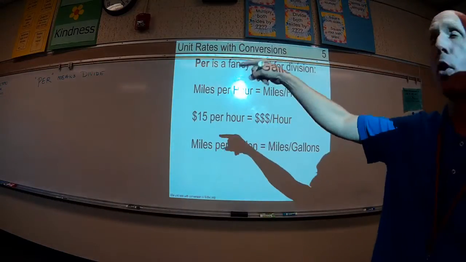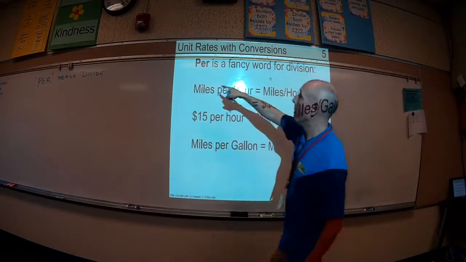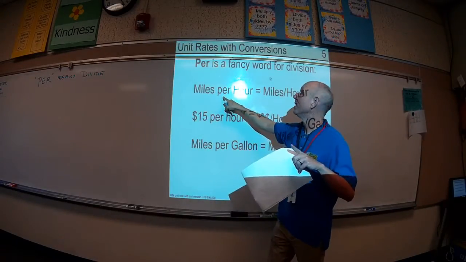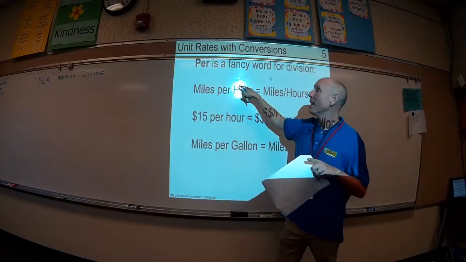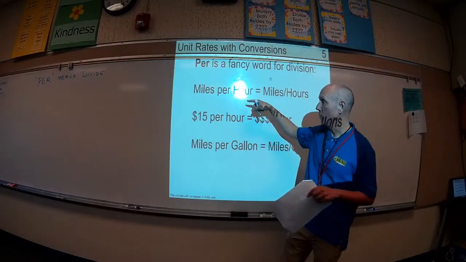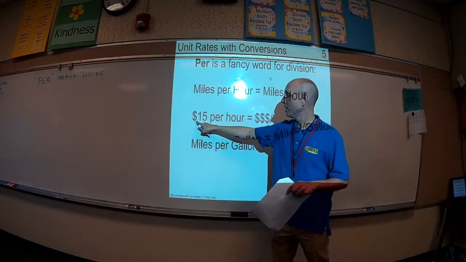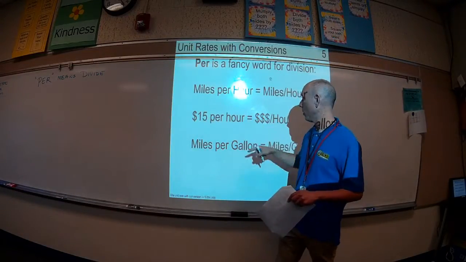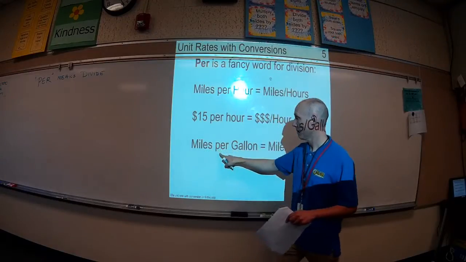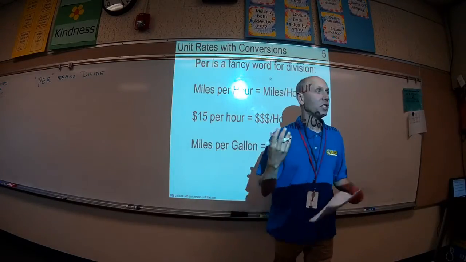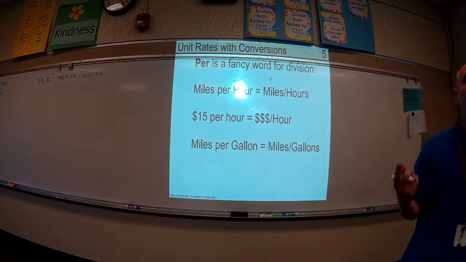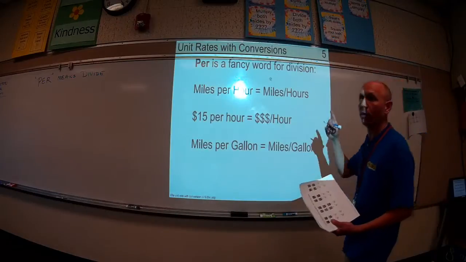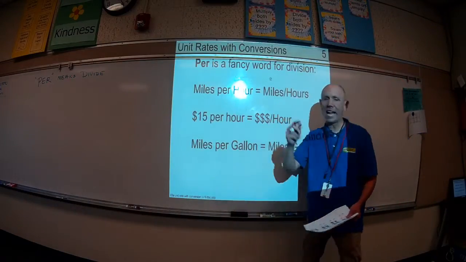So, per means divide. So when I say miles, ready? Read it with me. Miles per. No. Divide. Hour. Yeah, right? Miles divided by hours. Ready? Dollars divided by hours. Right? So dollars divided by hours. Miles divided by gallons. Per is just telling you to divide by. And it turns it into the unit rate. It gives us, hey, how much do I make for 1 hour? How far do I travel in 1 hour? How far do I go on 1 gallon?